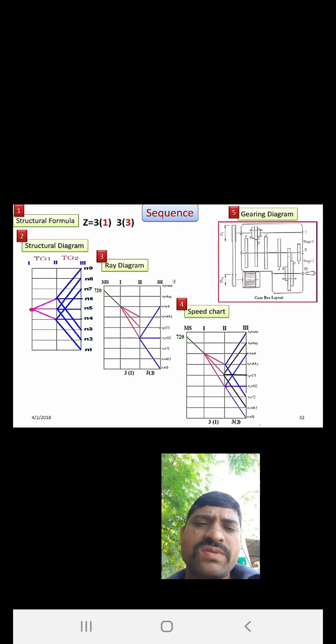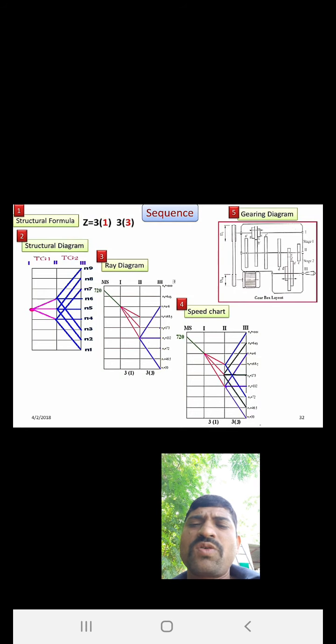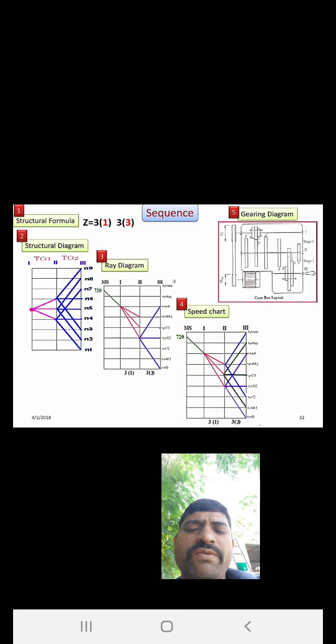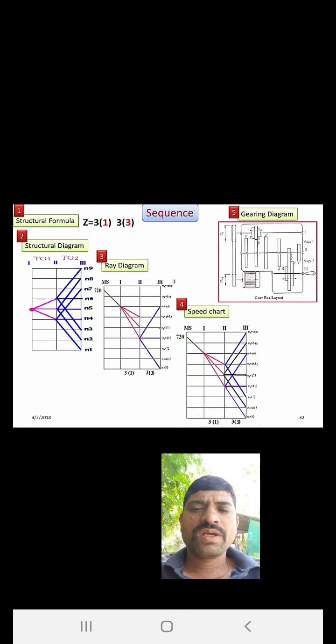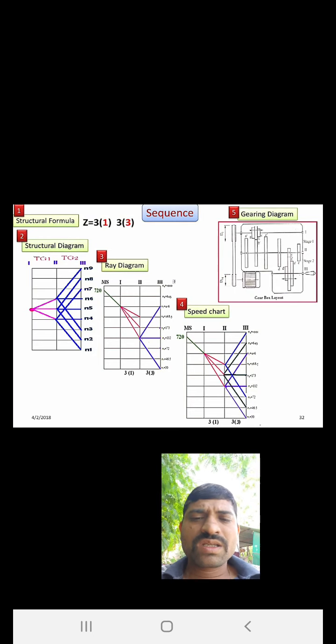Then the speed chart. See what is the difference between the structure diagram and the speed chart. In the structural diagram, the spindle speed values are not given. They have given only the spindle N1, N2, N3, N4 up to N9. But in the speed chart you will get those values. What is the spindle speed of N1? What is the spindle speed of N2? Up to N9, you will get all the values.